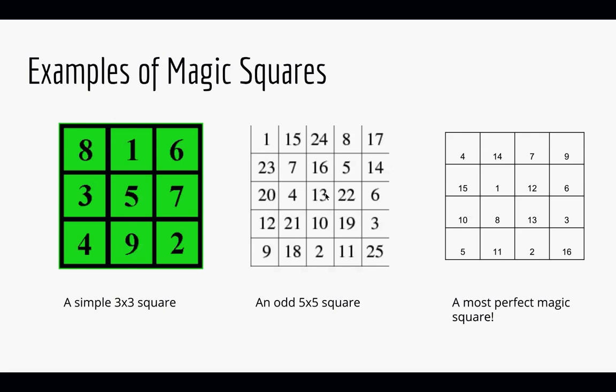So here are some examples of magic squares. We have a 3 by 3 simple magic square, which I'll get more into. An odd 5 by 5 magic square, I'll also get into that. And a most perfect magic square, meaning sub-squares and corners are equal to the same magic sum. And I will get over that too.